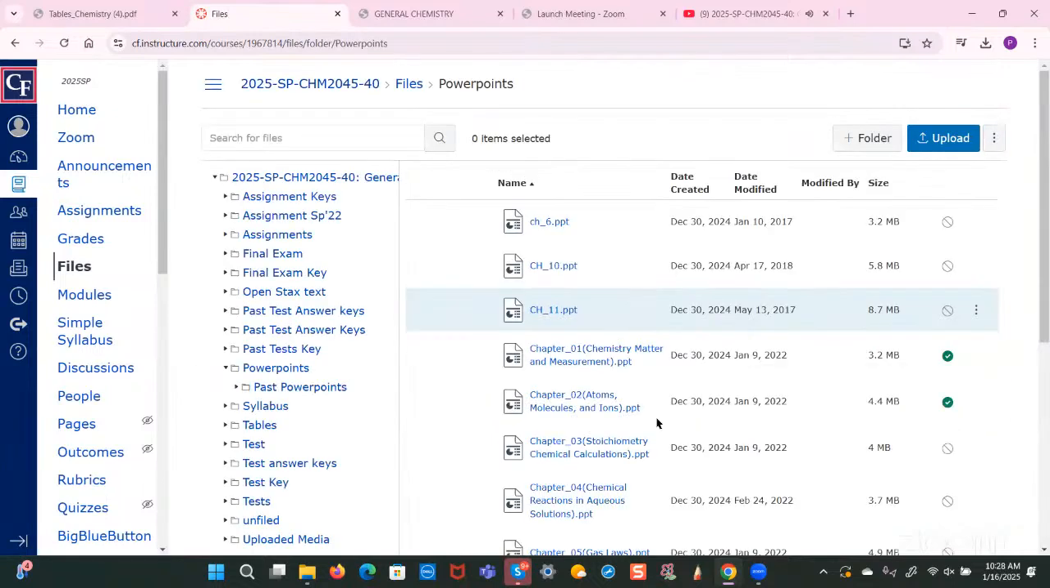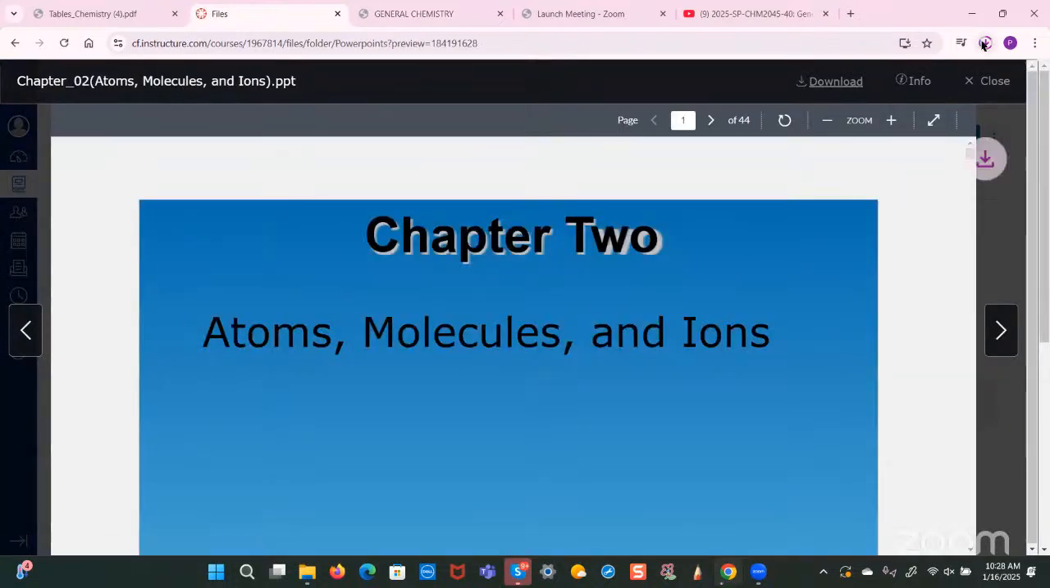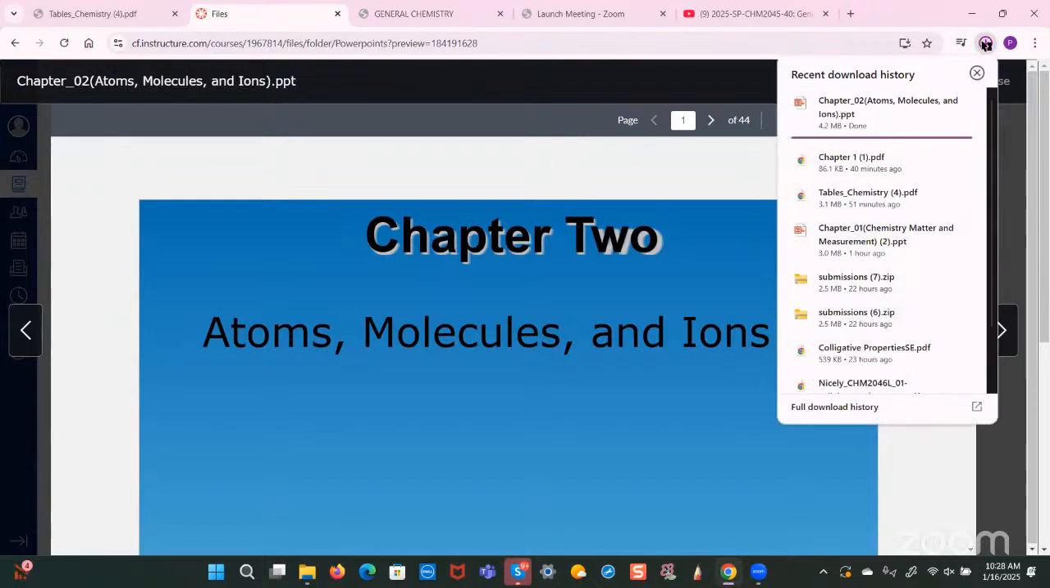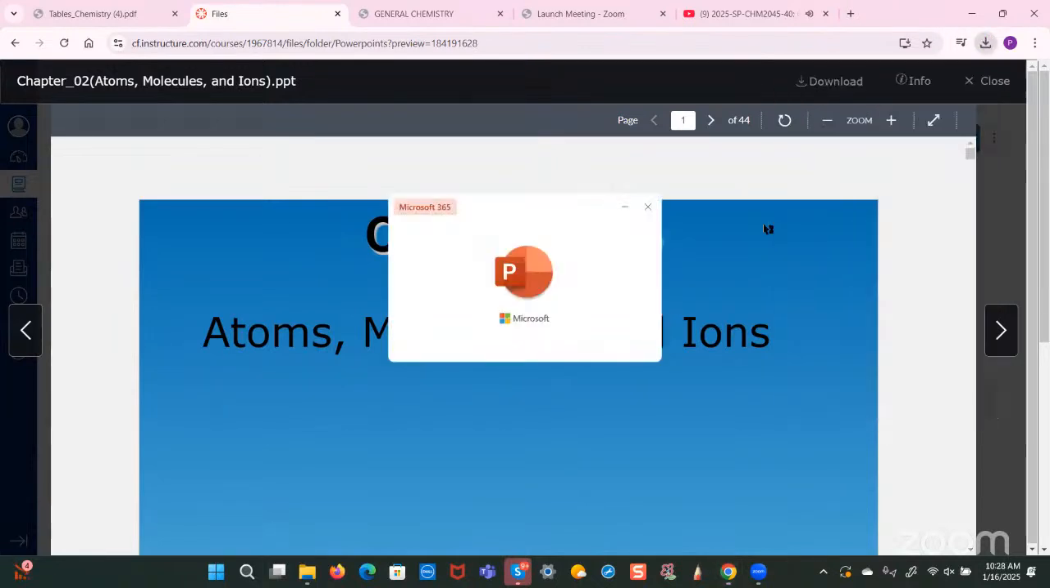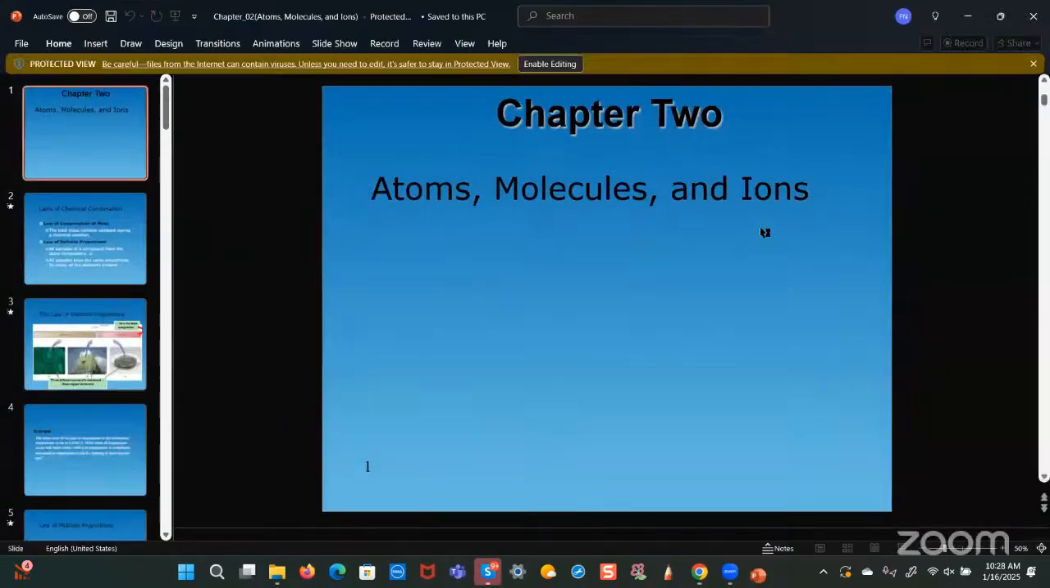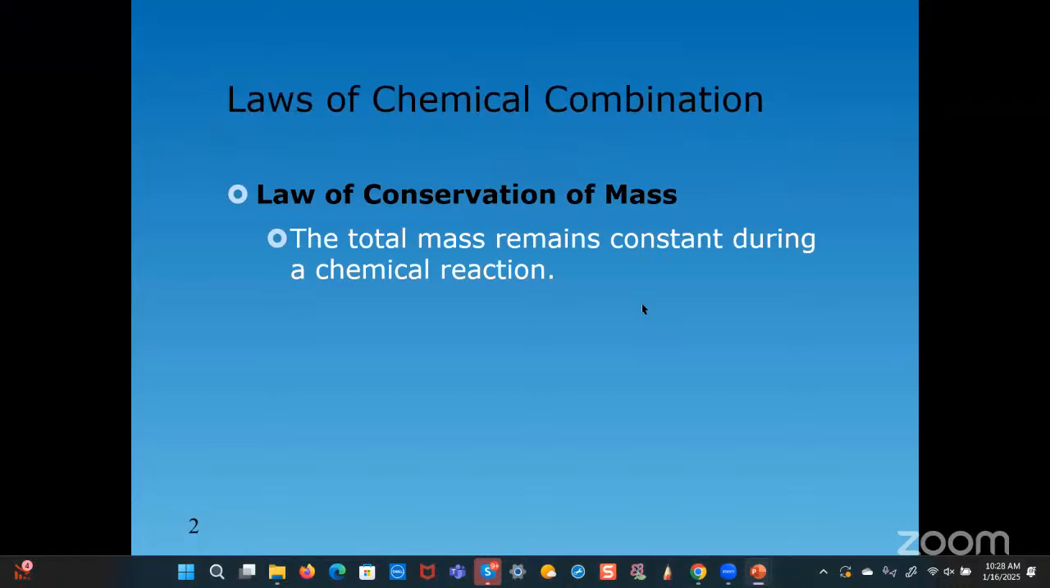Again, these are topics that you would have encountered already in your previous chemistry experience, and I'm going to try to go through chapter 2 as quickly as possible. Chapter 2, as you can see from the title, is dealing with atoms, molecules, and ions, all stuff that you should be familiar with. Let me start by talking about different laws that govern chemical combination. The first is the law of conservation of mass, which says that the total mass remains constant during a chemical reaction.